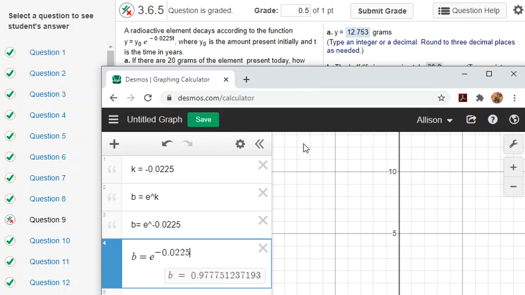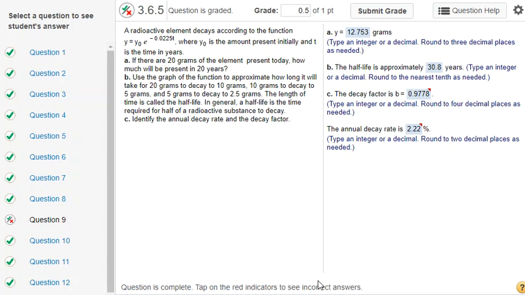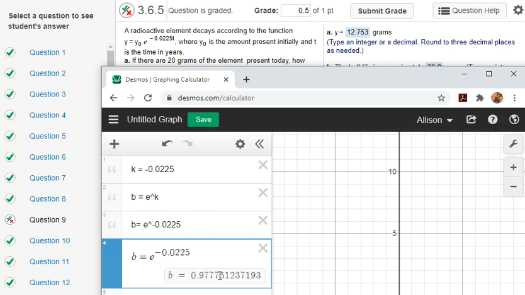I believe they wanted 4 places, so I'm going to round this fourth place 7 right here up to 8 because of the 5 next to it. So 0.9778 would be our growth factor.